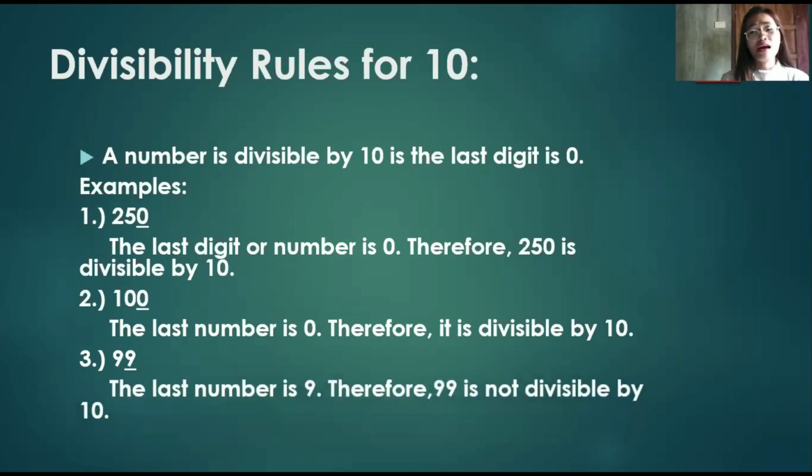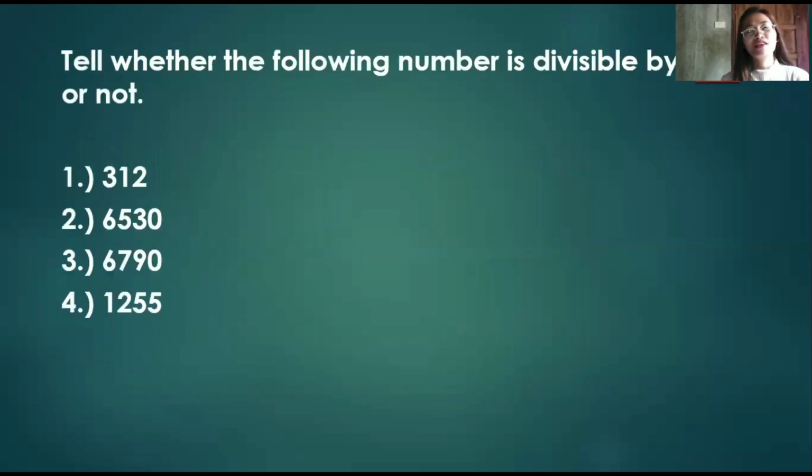So, is it clear? The easiest of all. Remember the divisibility rule for 10: a number is divisible by 10 if the last digit is 0. Okay. So, is it clear now? If everything is clear, let's try to answer this one. Tell whether the following number is divisible by 10 or not. First, we have 312. Second is 6,530.